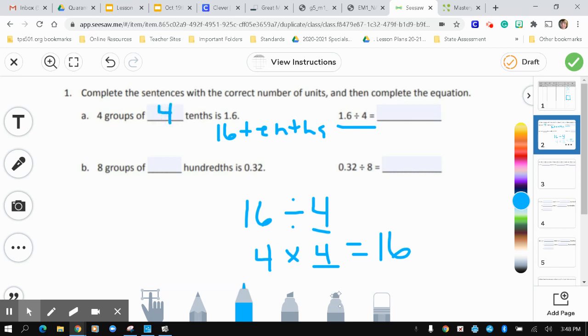So now they want us to write the equation or complete the equation. So we have 1 and 6 tenths divided by 4 equals 4 tenths, except I can't write it like that. That's just a 4. I need to put my 4 tenths. So I want you to try that one with question B.